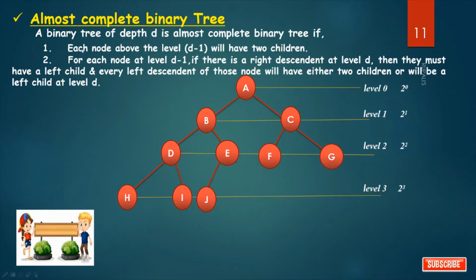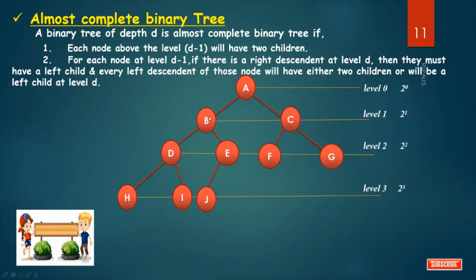First point is each node above the level D minus 1 will have two children. So above the level D minus 1 means what? Each node above the level D minus 1 will have two children. D is 3, D minus 1 is 2. So above the level D minus 1 means level 1 will have two children.